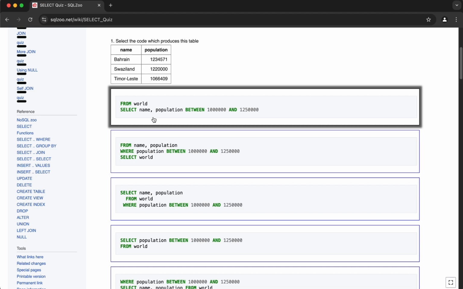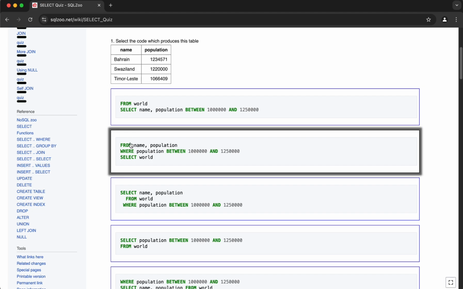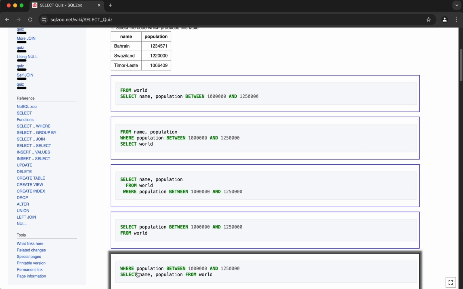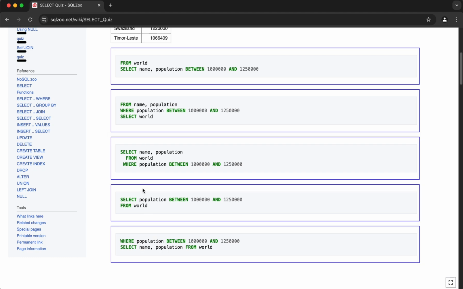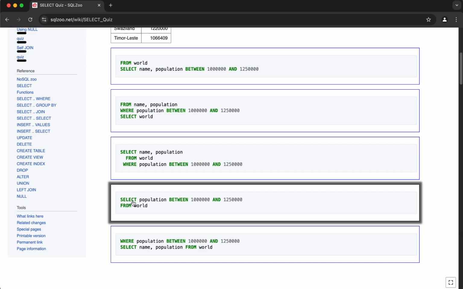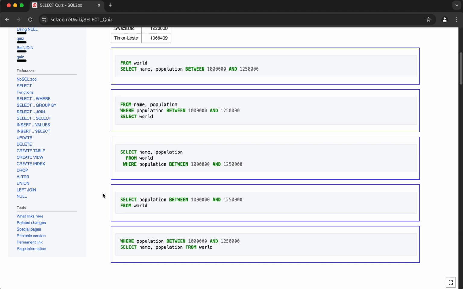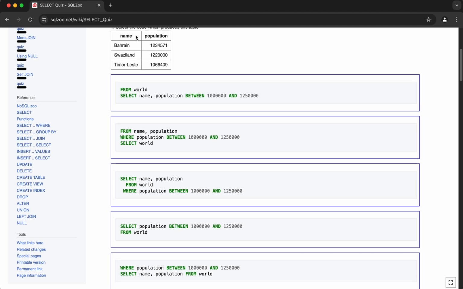So let's come down here and we can see we need to remember the structuring of queries, and we need to remember that they always start with a select statement. So this is incorrect, this is incorrect, and also the fifth one is incorrect. Let's look at these two. The fourth one says select population. Well, that's going to be incorrect as well because it's missing our name column.